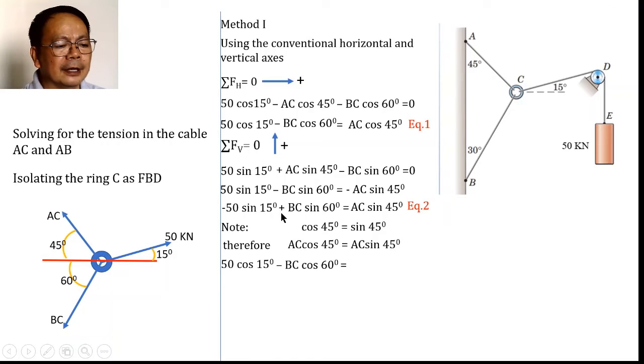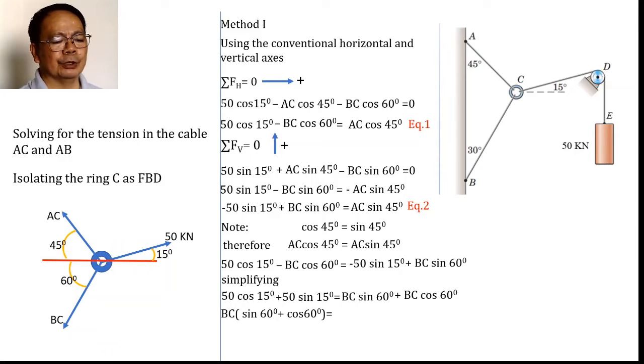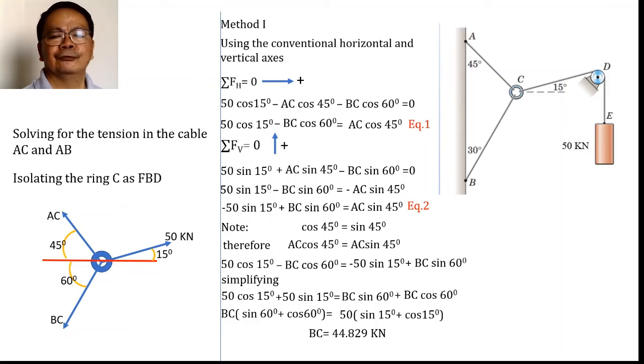Let's go down here. 50 cosine of 15 minus 50 BC cosine of 60 shall be equal to negative 50 sine of 15 plus BC sine of 60. And we notice that we have here one equation involving BC, so we can solve for BC here. BC will be equal to what? When we simplify, BC will be equal to 44.829.